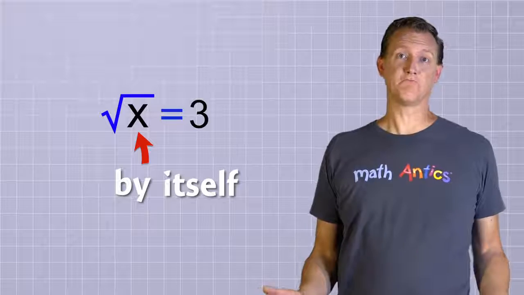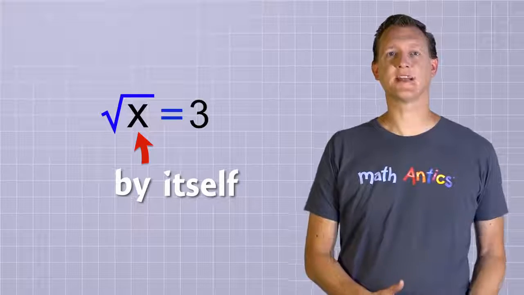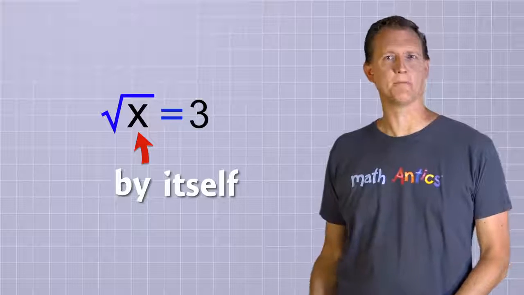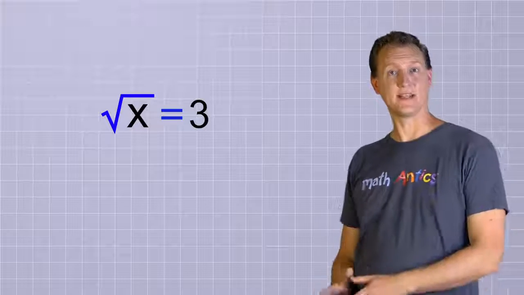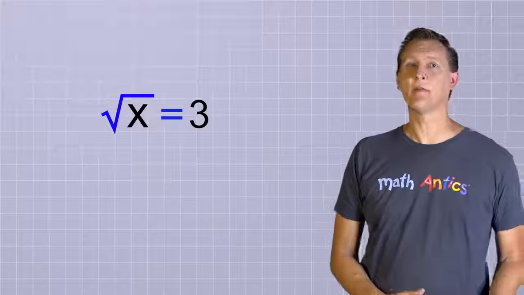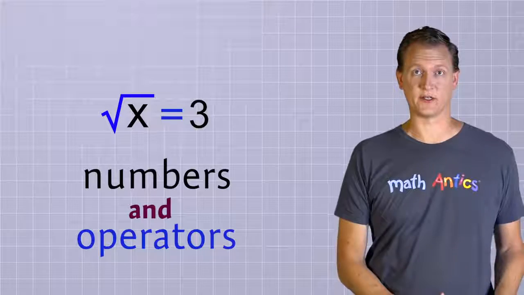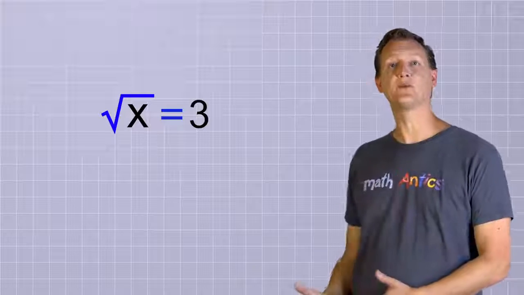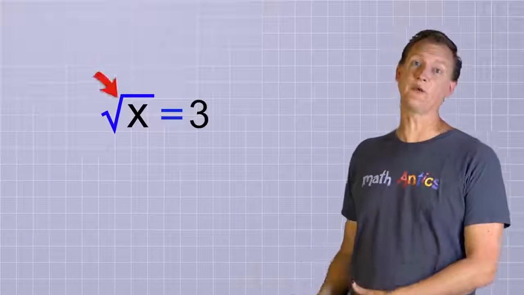And you might be thinking that in this equation, the x looks like it's already by itself. After all, there's no other numbers with it. But getting an unknown by itself means we need to isolate it from any other numbers and operators so that it's completely by itself. In this equation, that means we need to somehow get rid of the square root sign that the x is under.